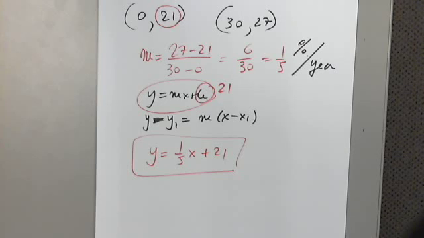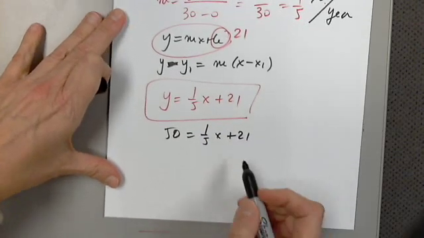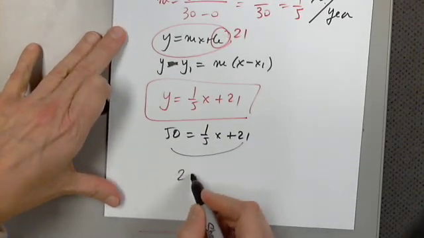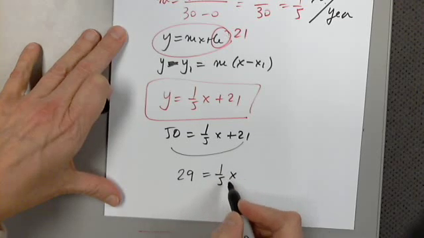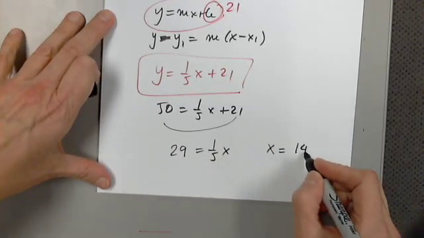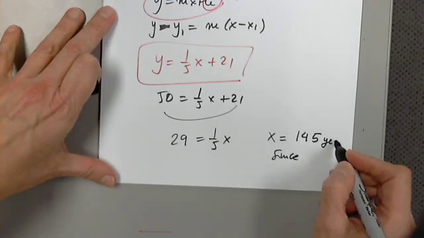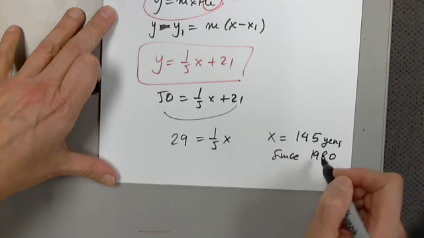Find when the percentage of college students who are liberal increases to 50%. How do I find when? Set y to 50. Very good. So 50 equals 1/5 x plus 21. I subtract 21. I get 29 equals 1/5 x. And of course, I multiply by 5. 145 years since 1980.